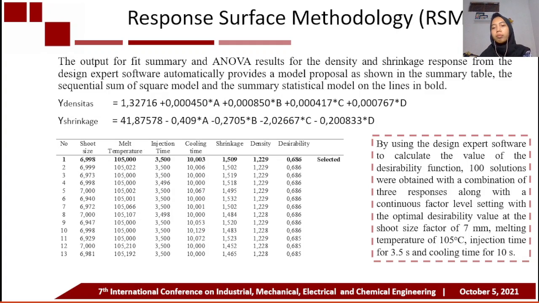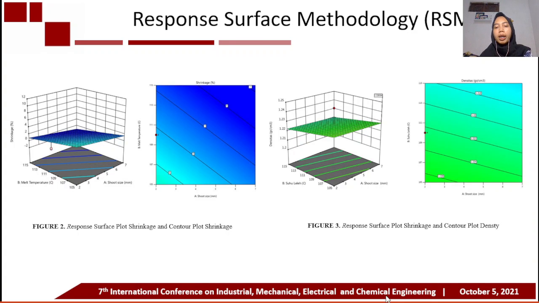desirability, and the optimal desirability value is at shot size of 7 mm, melting temperature of 105 degrees Celsius, injection time of 3.5 seconds, and cooling time of 10 seconds. And this is the response surface plot for density and shrinkage response.